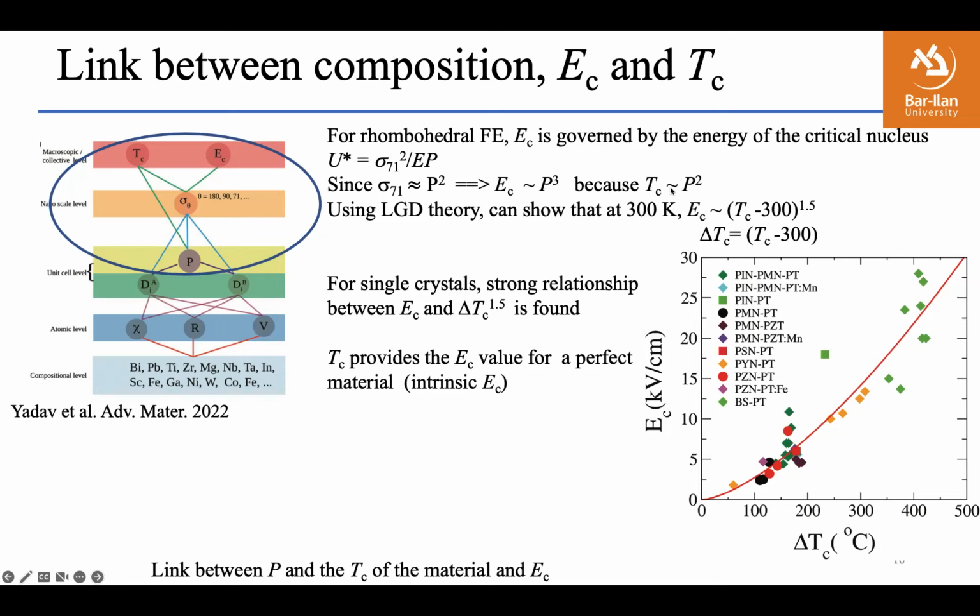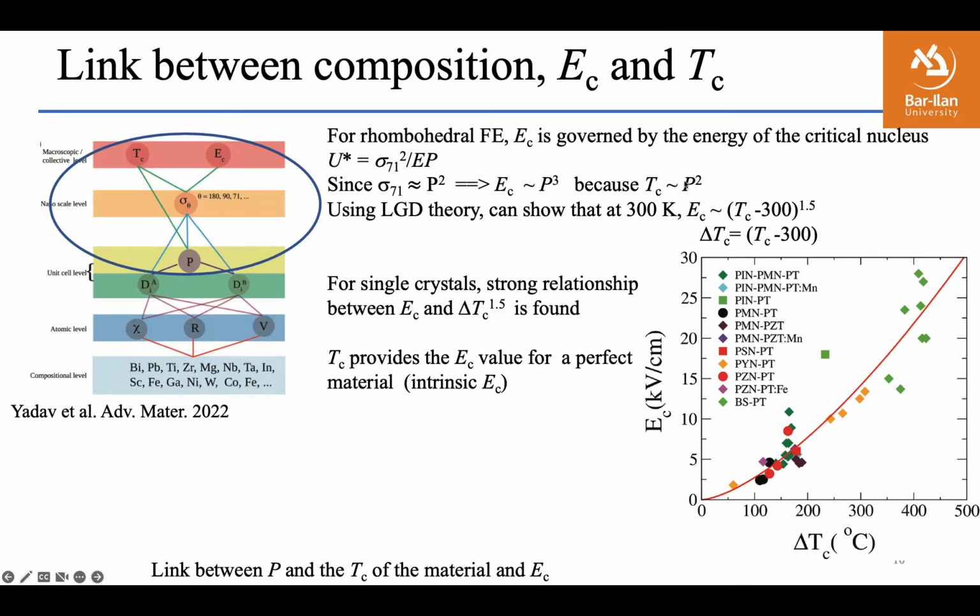And since TC, again, is roughly proportional to P squared, ignoring the small constant, we can use LGD to show that the coercive field at 300 Kelvin should be proportional to TC of the material minus 300 to the power of 1.5. Okay, so we can define this delta TC, the difference between the TC of the material and 300 Kelvin. And this is our suggested relationship between the coercive field and the TC of the material, which again, as I mentioned before, can be predicted from polarization, which can be predicted from displacements.